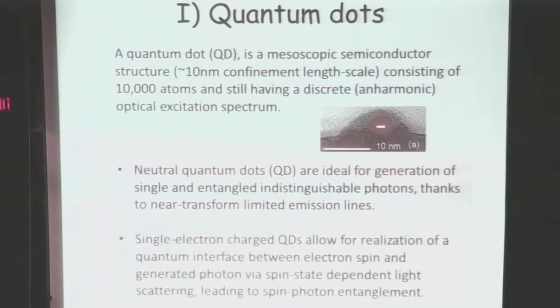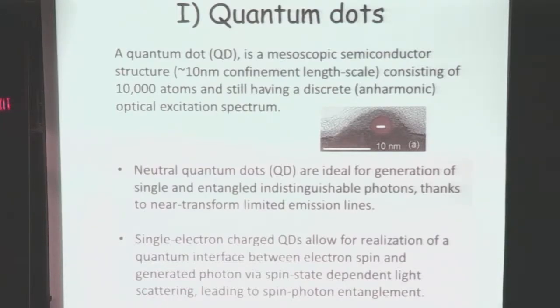Now, if we inject an electron into the quantum dot, we have an additional degree of freedom, the spin of this electron. And in essentially most of these materials, the light scattering from the spins is strongly correlated with the spin state.